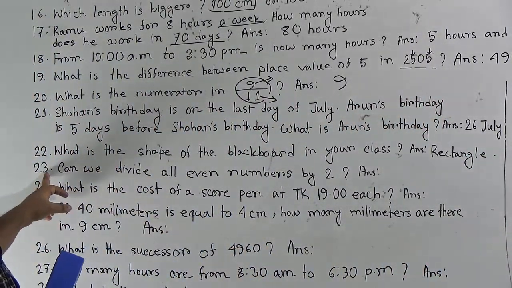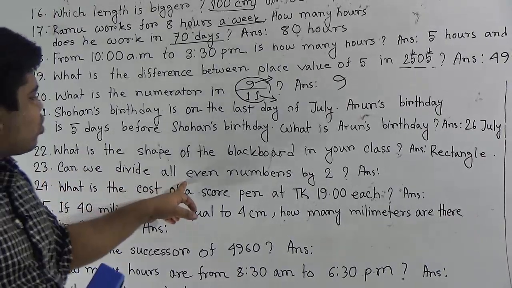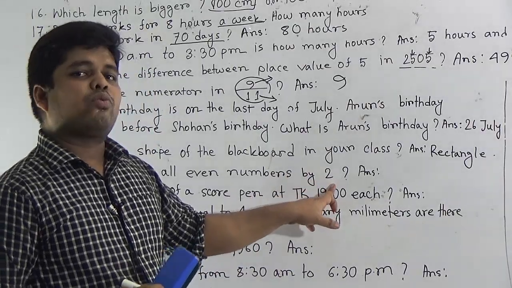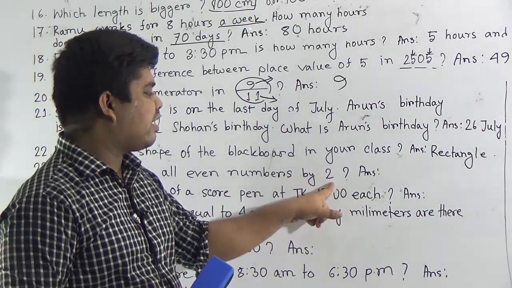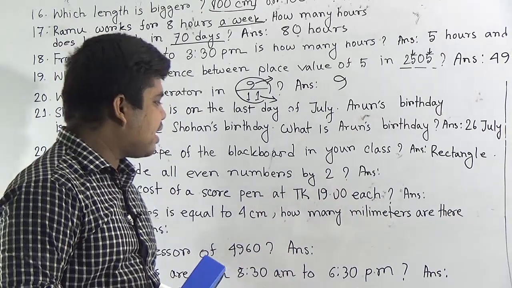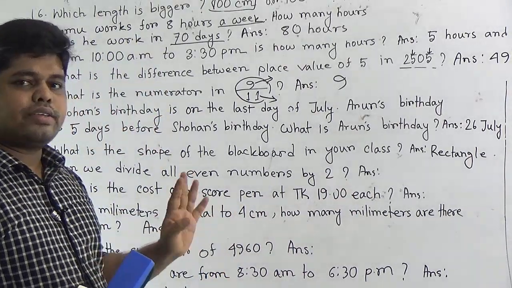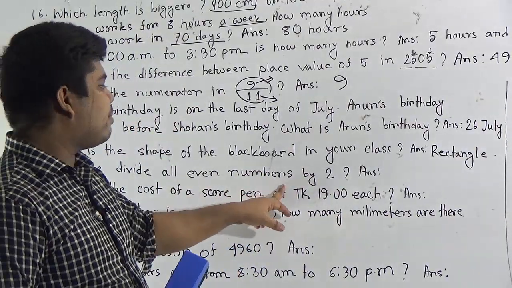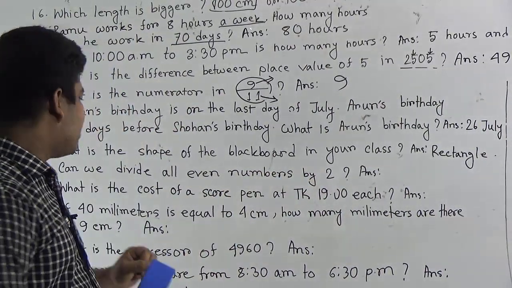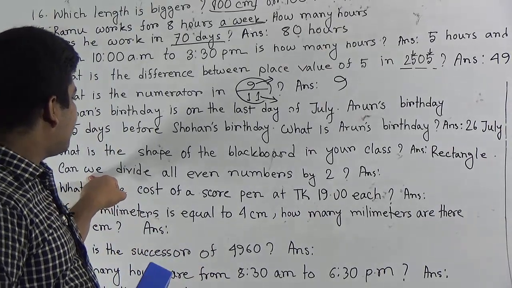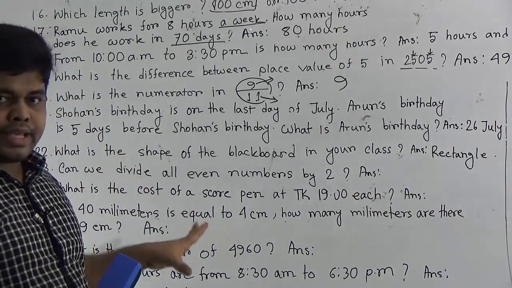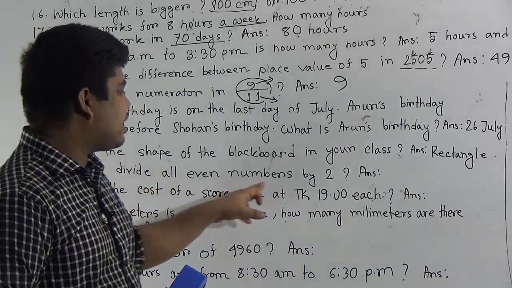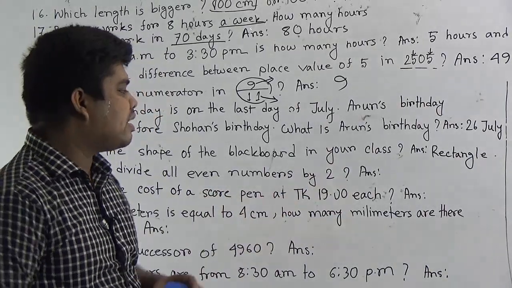Next we shall solve number 23. Can we divide all even numbers by 2? Is 2 an even number or an odd number? 2 is an even number. So we can say any even number is divisible by 2. The question asks you to answer in yes or no. Can you divide all even numbers by 2? The answer is yes.